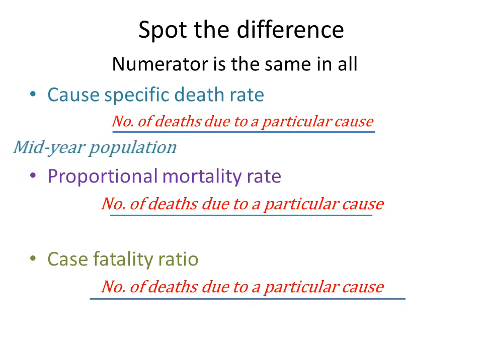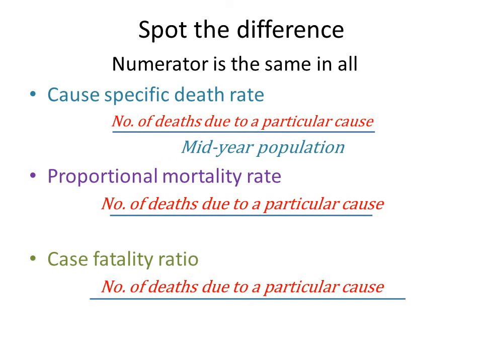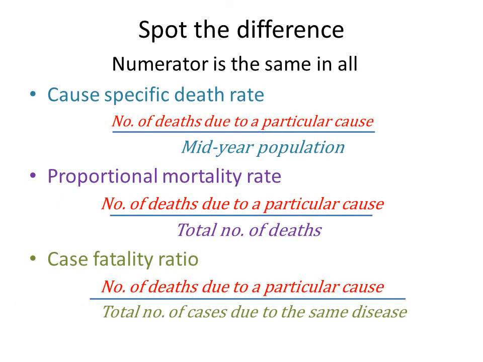It is mid-year population. The denominator for proportional mortality rate would be total number of deaths, and for case fatality ratio, the denominator would be total number of cases due to the same disease.